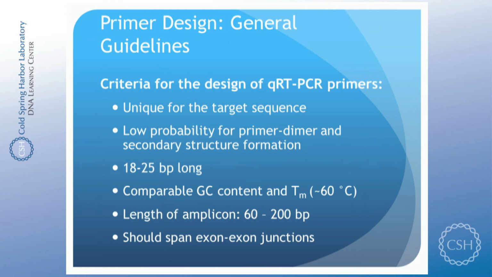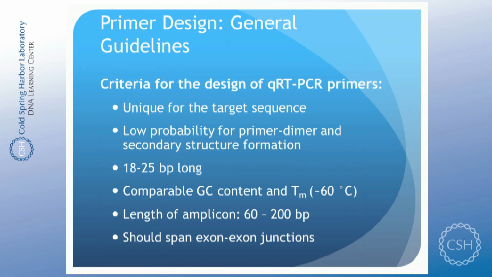An optimal melting temperature is usually said to be about 60 degrees, but in my experience, anything between 55 and 65 works fine. For the length of the amplicon, again, you will find a lot of different advice here. For me, 60 to 200 has always worked, and I think it's a very common range to use.